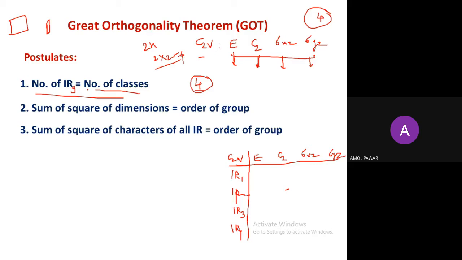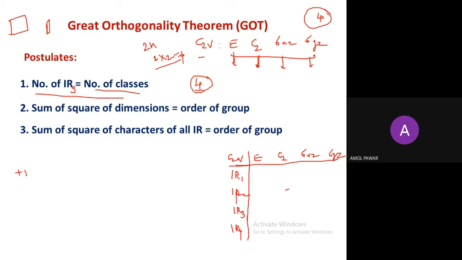Okay, each character table means for C2V, C3V, C2H, D2H, D3H, all character tables of a point group must have one totally symmetric irreducible representation. Here symmetric means positive, +1. So out of many irreducible representations, at least one irreducible representation must be totally symmetric.